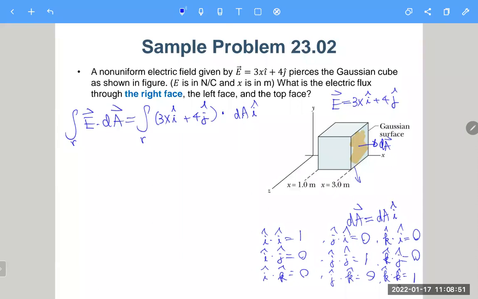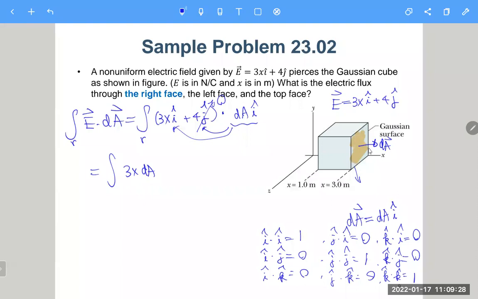Okay, so here we can just distribute this into here and here. So we have i dot i will be 1, so we have 3x dA. And then here we have j dot i. j dot i will be 0, so we just ignore this one. Okay, so here we have 3x dA for this surface.